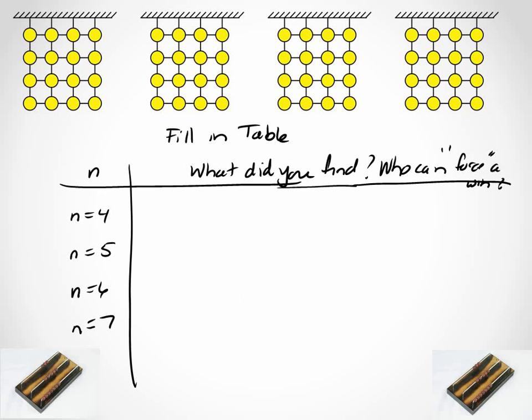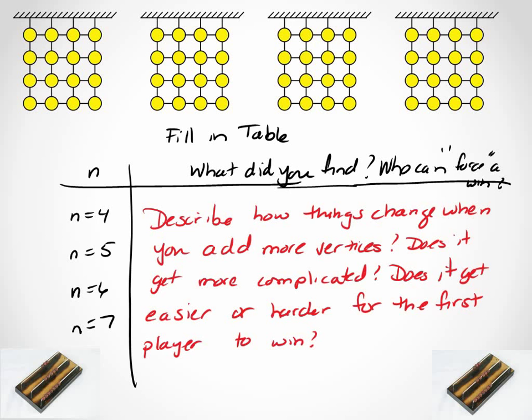What'd you find? In 4 vertices, you should be able to figure out a winning strategy. Does the first player win? Do they not? Then next extend it to 5, extend it to 6, extend it to 7, and so forth. Just tell me what you found in each one of the games, if you're able to generalize in any way. Describe how things change when you add more vertices. So you can add more vertices around. Does it get more complicated? Is it harder to play it?